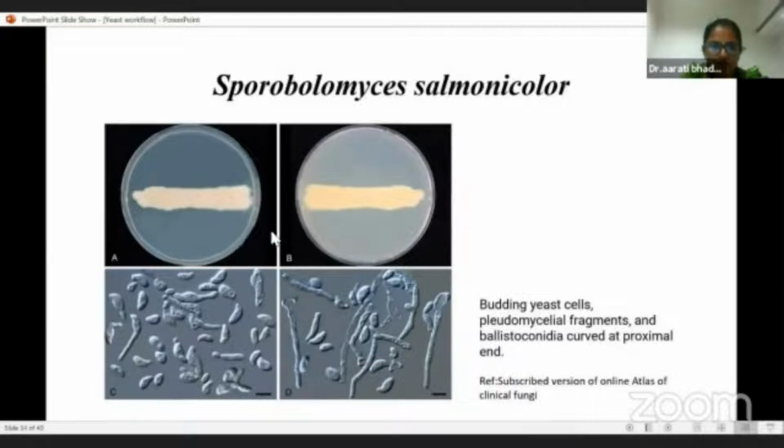So here you can see this is actually a yeasty colony. Here Ballistoconidia are there, true hyphae, pseudohyphae. We can see this is a denticle, and this Ballistoconidia is there.